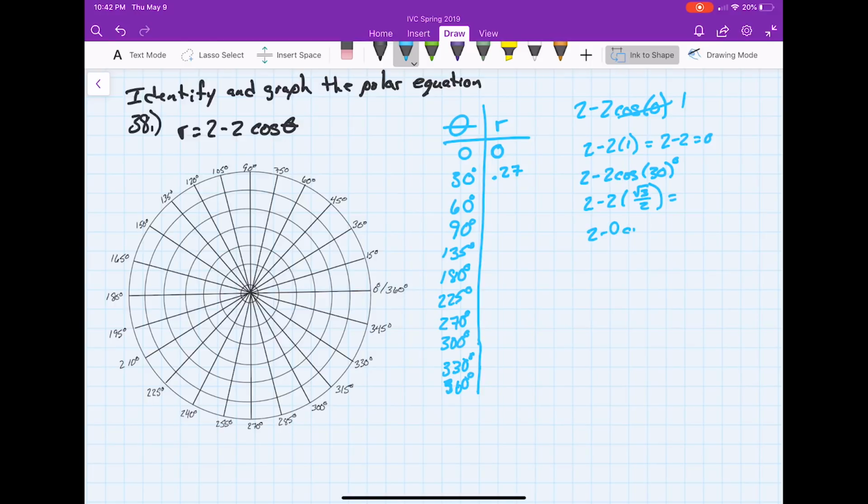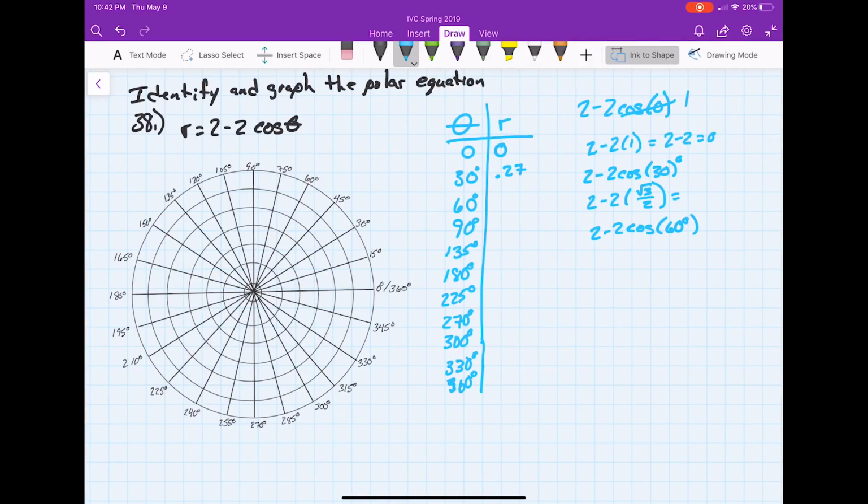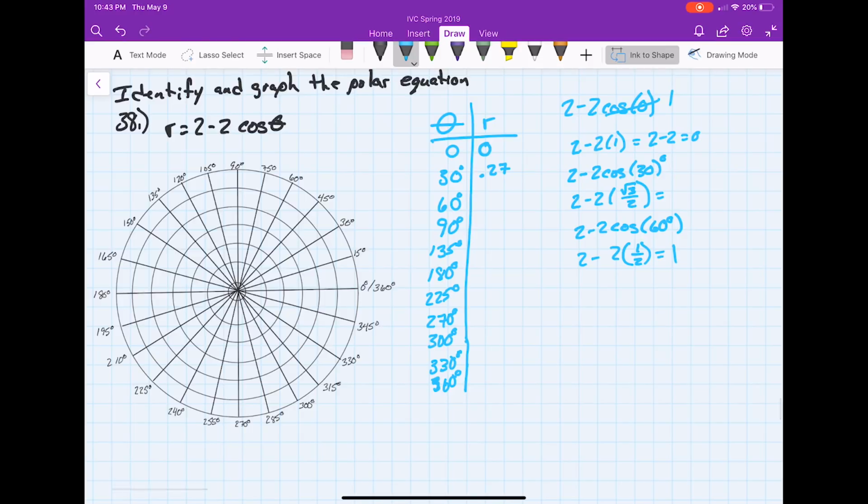Very small. So 2 minus 2 cosine 60 at a 60-degree angle. What's cosine at 60 degrees? Well, it's 1/2, right? So we have 2 minus 2 times 1/2. So this is going to end up being 2 minus 1, which is 1. So we'll just put 1 here. Now at 90 degrees, cosine is 0. So the 2 times cosine is going to disappear, and we end up with 2 at 90 degrees.